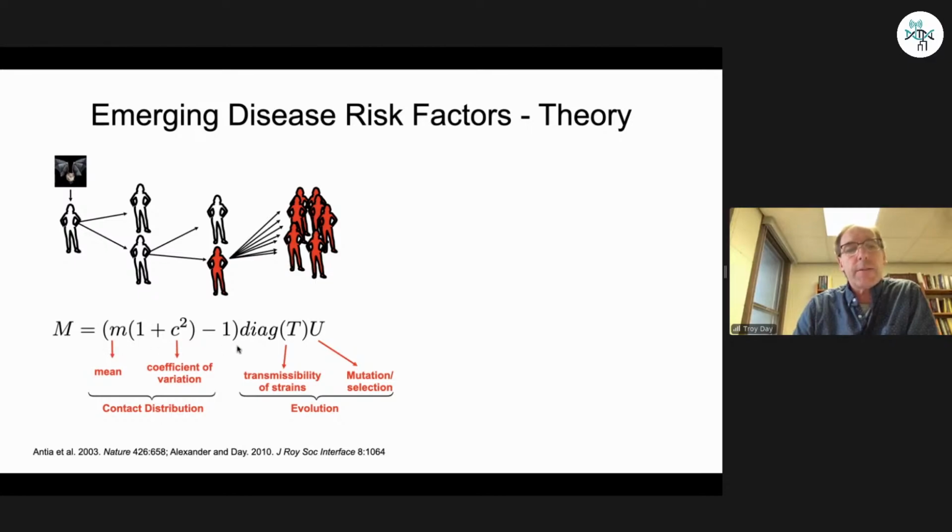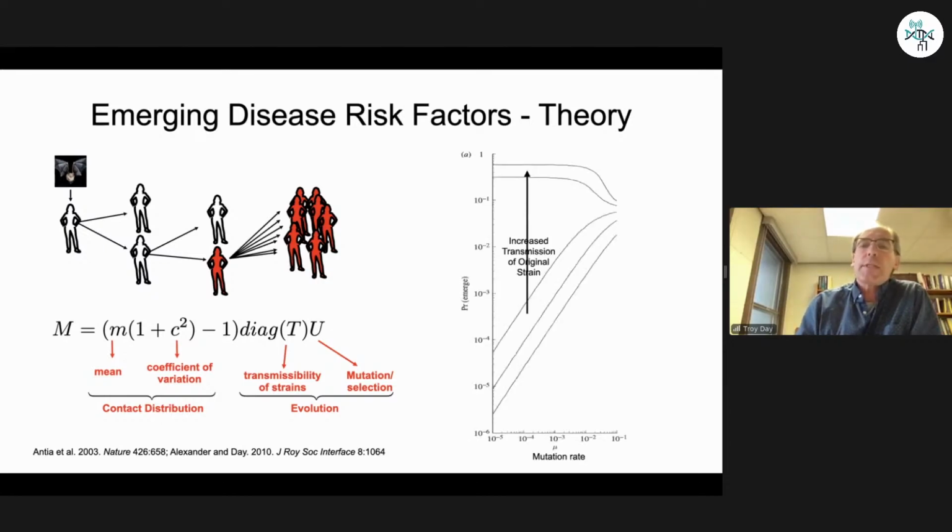So again, you can see the nature of the contact distribution matters in the probability of emergence. But now it also matters what the different transmissibilities of the different genotypes of pathogens are. And this U here is a matrix that accounts for the different ways the genotypes mutate amongst one another, and how selection within an individual host can drive the frequency of these different genotypes up or down. And one of the things Helen was interested in looking at was this question about mutation rate. So if it is the case that RNA viruses are more often associated with emergence than we would expect based on their abundance, because of an enhanced mutation rate, we can explore that theoretically.